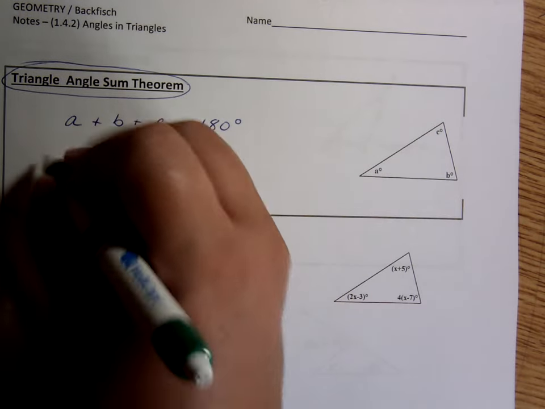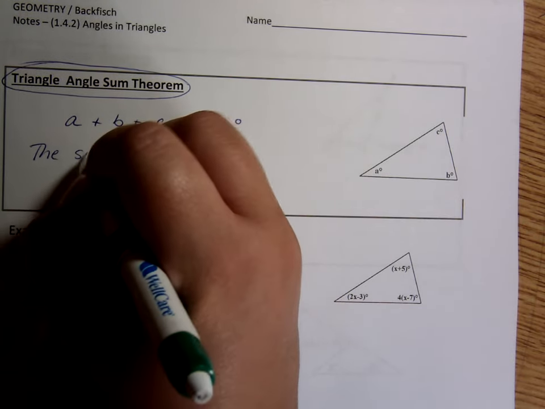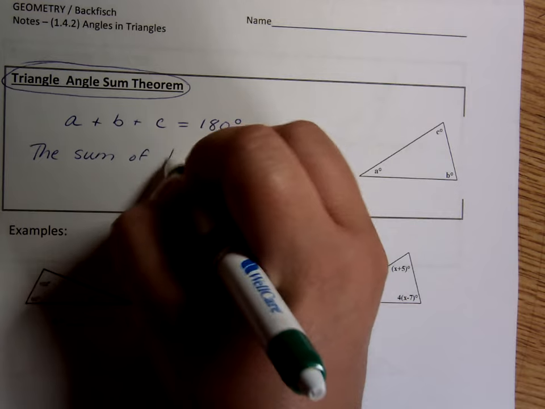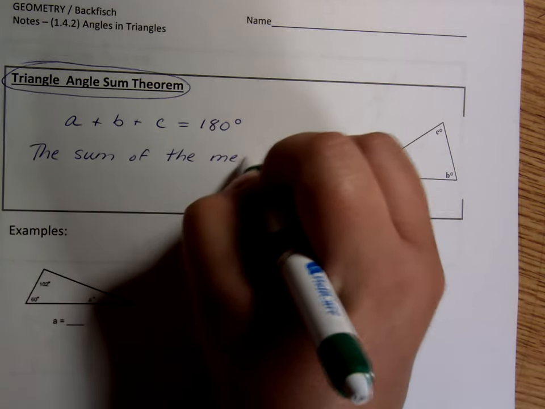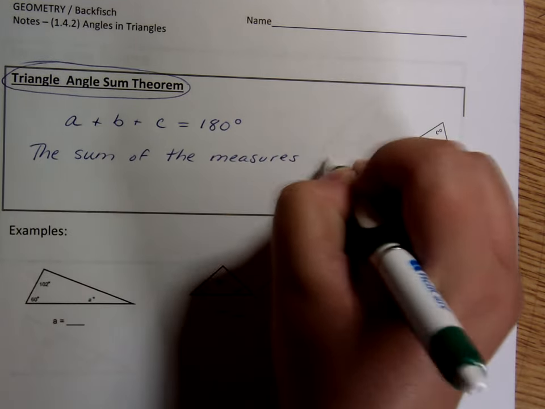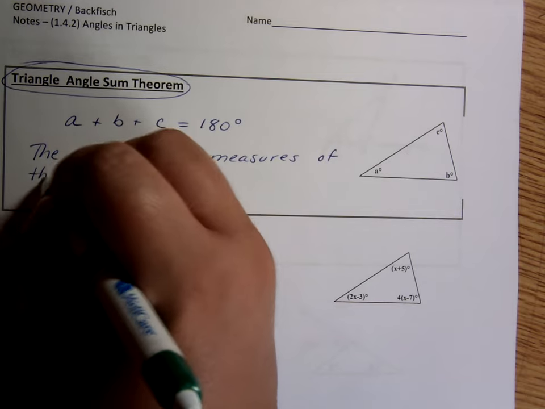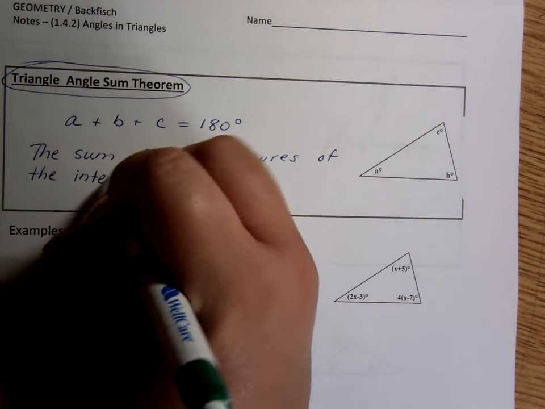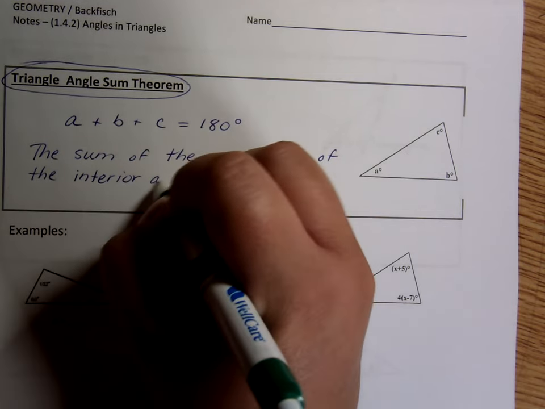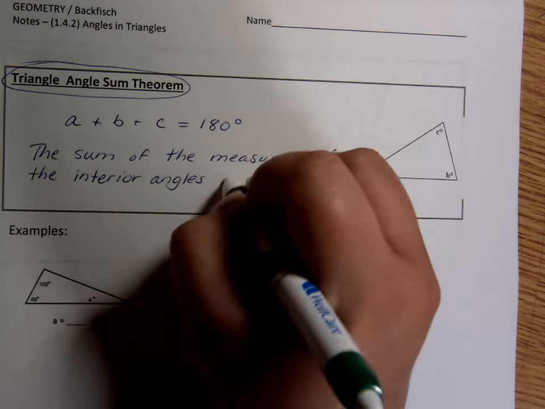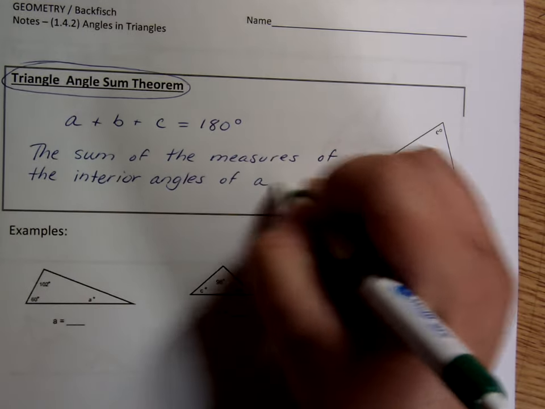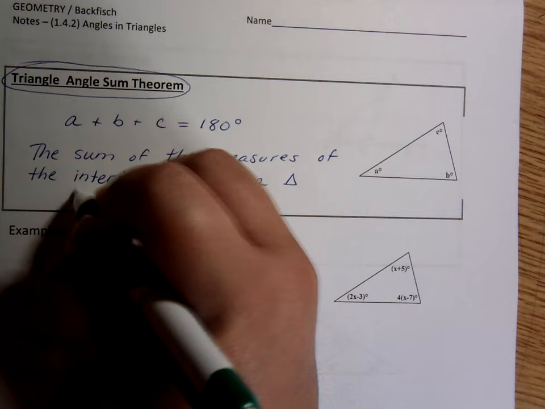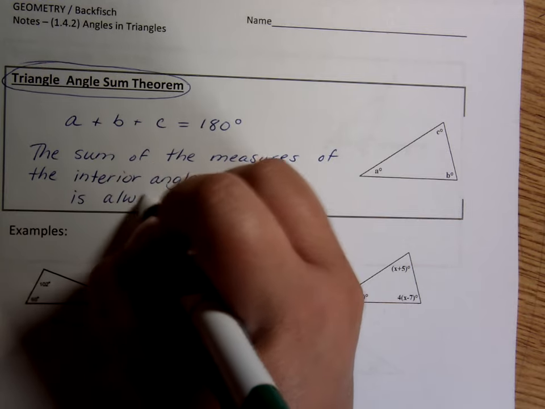Or another way to put that would be the sum of the measures of the interior angles of a triangle, and this is any triangle, is always 180.